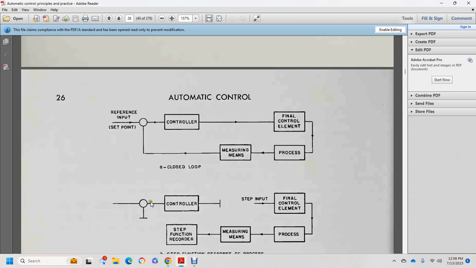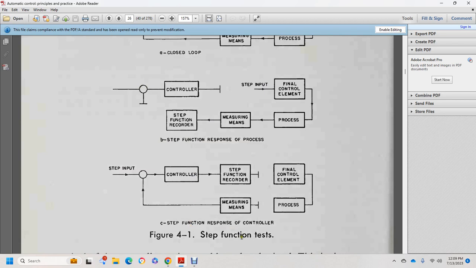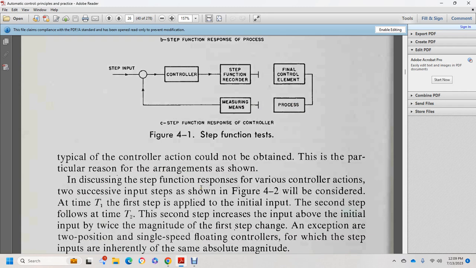Alright, here you have a separate controller, and then the step input goes from the final control process measuring means to the step function recorder. And then from 4.1 you have the step function test, which is the step function process response from the controller. The step input controller, step function recorder, and final controller element are on their own side of the loop with the process, and the means of the measuring is loaded back to the input controller. Typical controller action could not be obtained with a particular region of the arrangement shown.